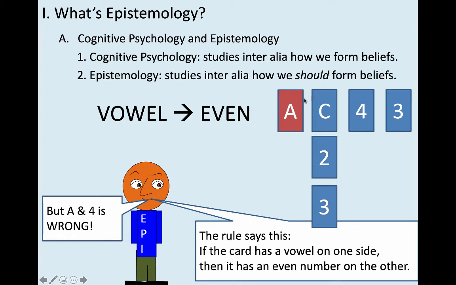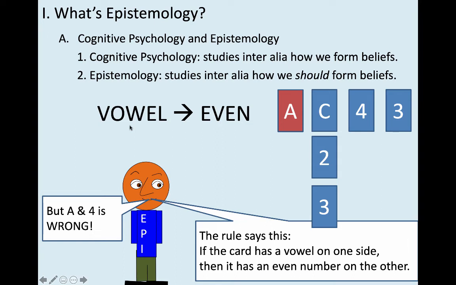To think that you would need to turn over card C to make sure it's not paired with an even number is to confuse necessary and sufficient conditions. It's to confuse the nature of this conditional, which only says if vowel then even, but does not say if even then vowel. Notice, to think that this says if even then vowel is just like to think that, if you're a sister, then you're a sibling, implies if you're a sibling, then you're a sister, which clearly it does not.